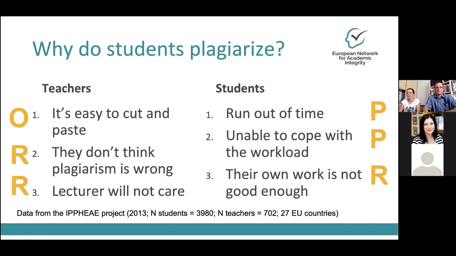So the best way of further prevention is to deal with the parts of the triangle and try to minimize at least some of them when you can't have an impact on the other ones.